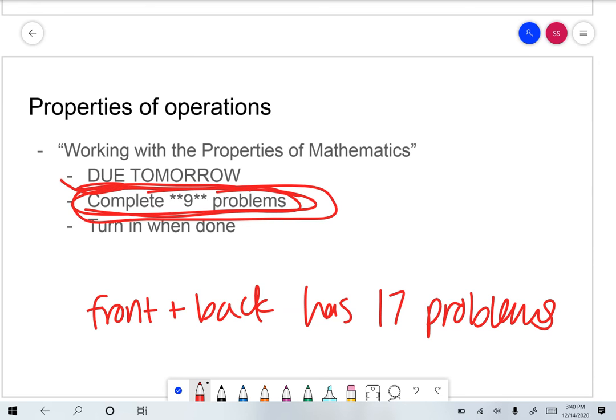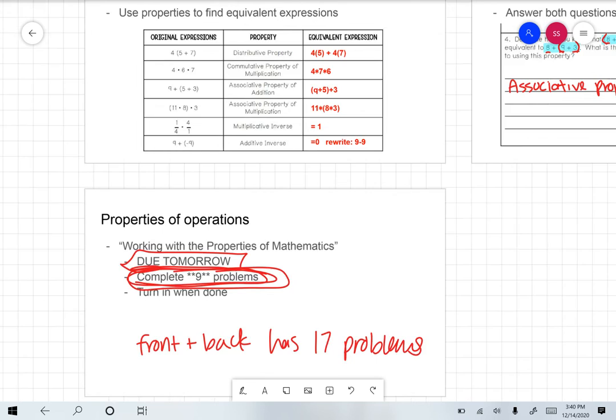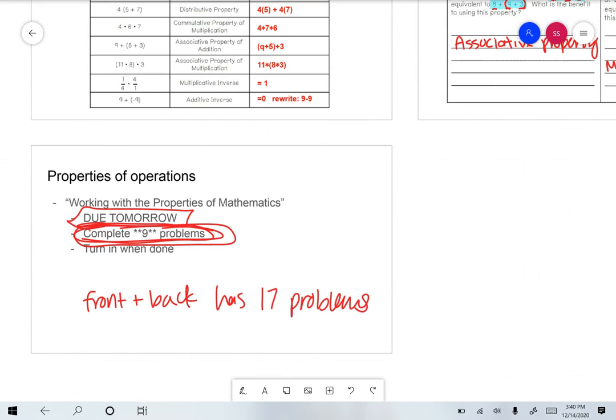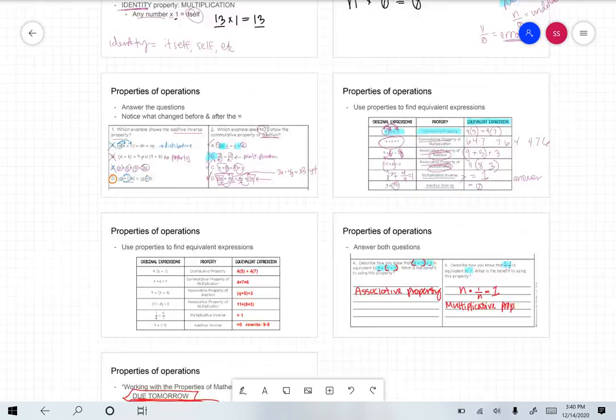It's due tomorrow. Okay, if you're an online absent quarantine student, you can take a picture of your answers and submit it through Google Classroom, or turn it in with the drop off. Okay, so you're on your own on that one. I'm not gonna give you the answers at all. So do those, complete 9 problems out of the 17, and then turn it in.